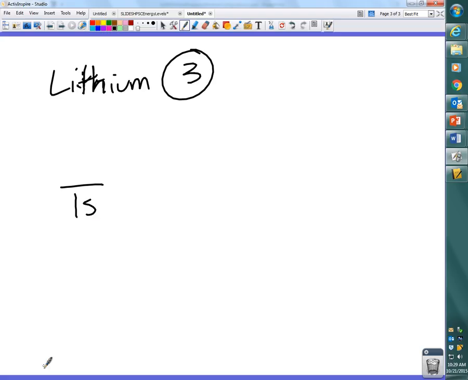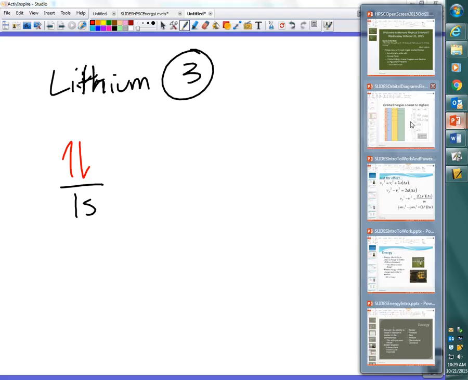How many electrons can that orbital hold? 2. We represent that as 1 up and 1 down. Okay? So next, this is the lowest energy orbital. It gets filled first. Now it's full. So where are electrons going to go next? The second lowest energy orbital.